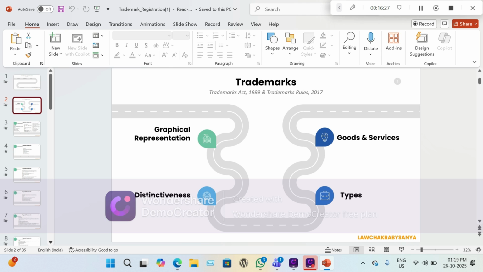So all of those goods and services, if they are condensed into one particular name or one particular logo or one particular sound or one particular color, anything, we'll study the different kinds of trademarks in the following slides. But anything that can be graphically represented and is representative of the goods and services of the person who's using that mark, and has some sort of distinctiveness, which means that your goods and services can be distinguished from others' goods and services with that particular mark.